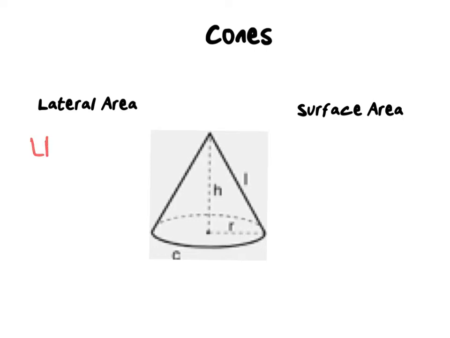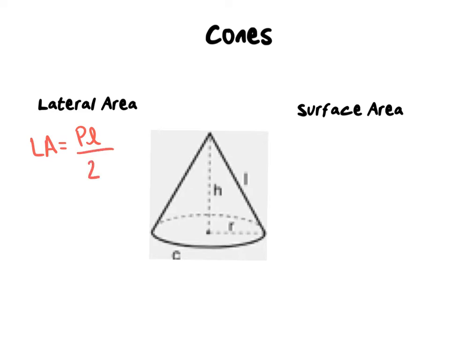the lateral area, LA, is equal to the perimeter of the base times the slant length, which is what the L stands for, the slant height of the cone, all that divided by 2.